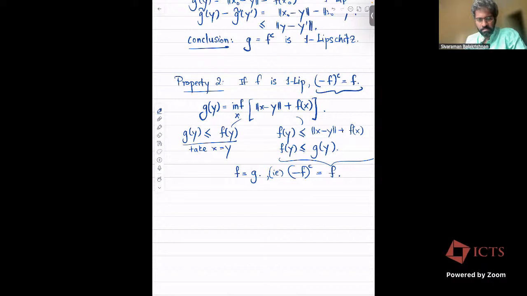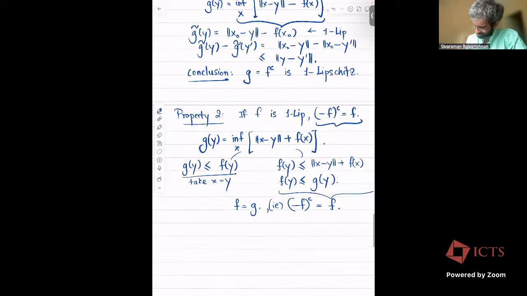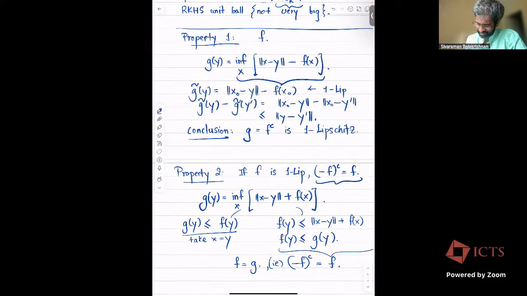Okay. Quick question, regarding property one, the proof of property one: you fixed the x naught for both y and y prime to be the same x naught. Why should that be the case? It doesn't have to be. So I'm saying first, let's define a different function, which is the one without the inf. And I'm just proving to you that that function is Lipschitz.